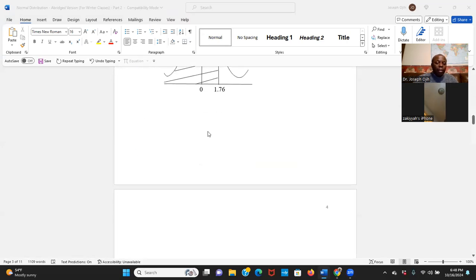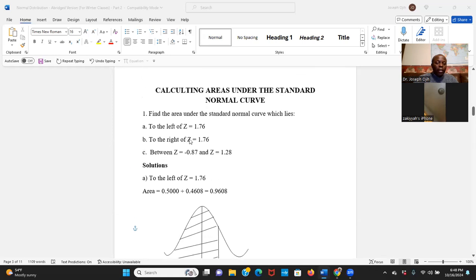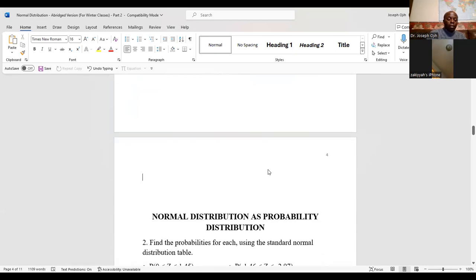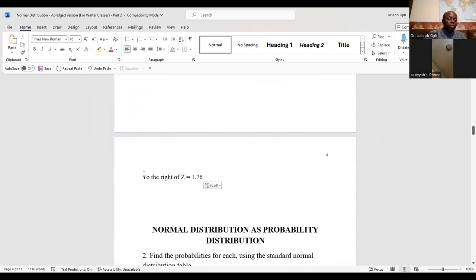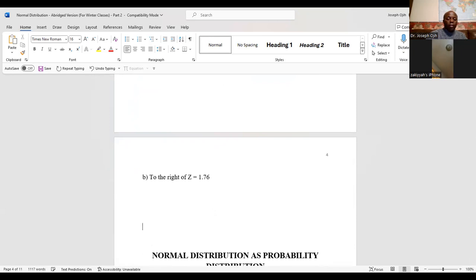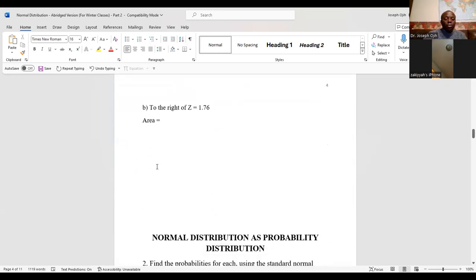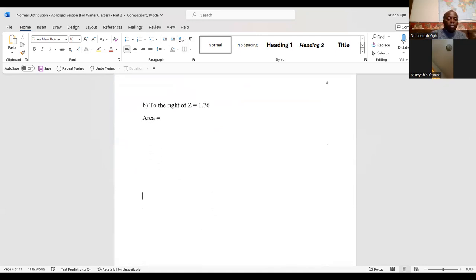So let's try the second part, which is to the right of Z 1.6, the same number, but this time to the right of it. So I'm going to copy this. Part B, to the right of it. I'm looking for the area equal. So the first thing is to draw the chart again.